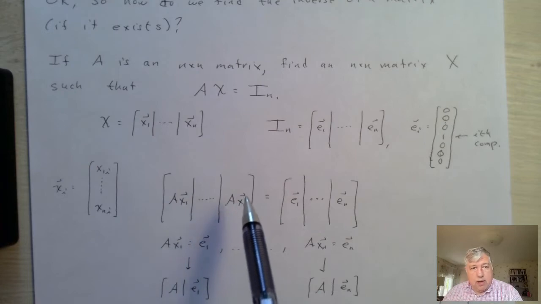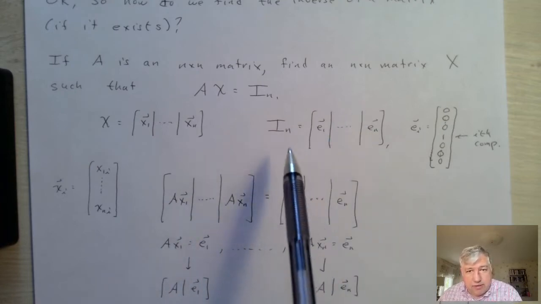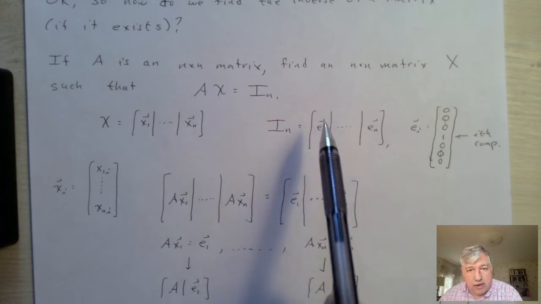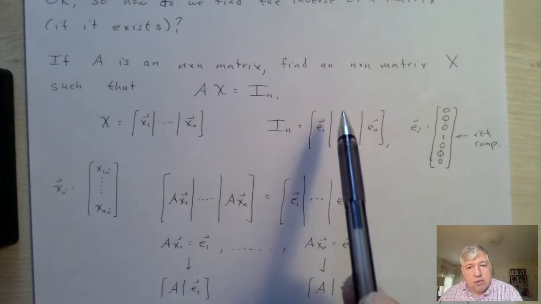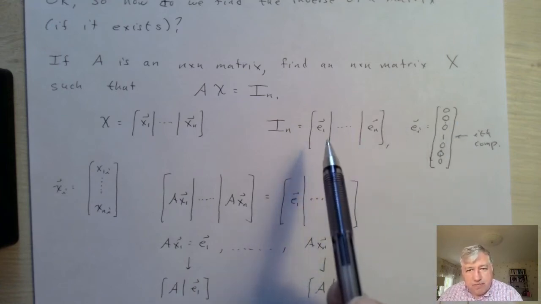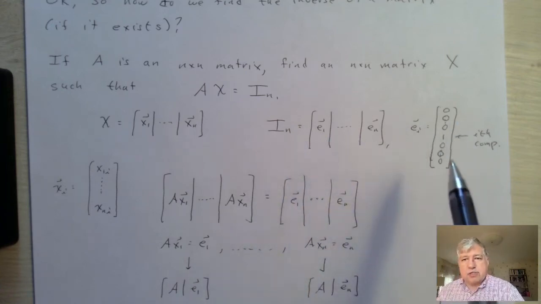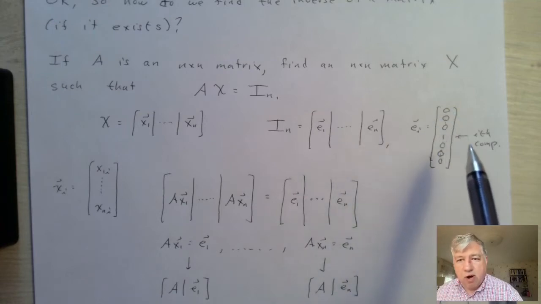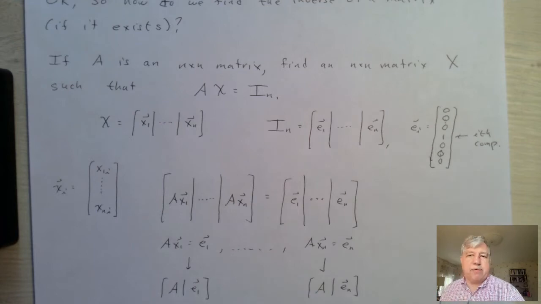And then we also know what the identity matrix looks like. The first column consists of 1 followed by all zeros. The second column consists of 0, 1, and then all zeros, and so on. So they consist of these column vectors Ei, where the Ei column vector has a 1 in the ith component and zeros everywhere else.